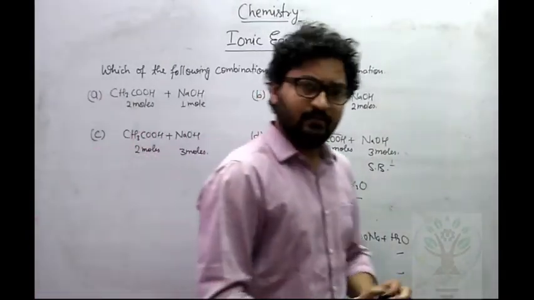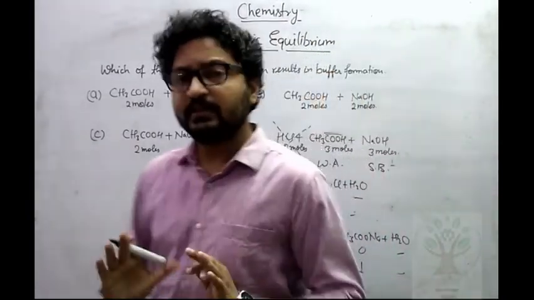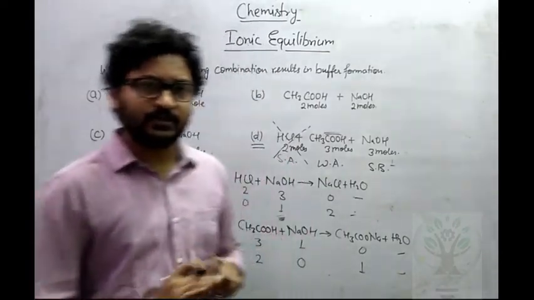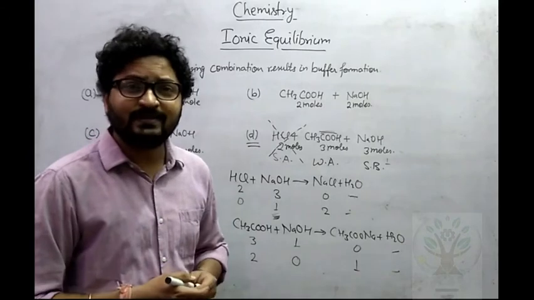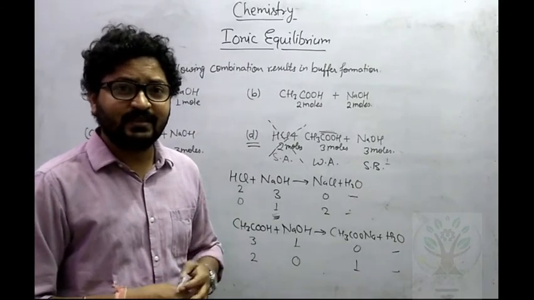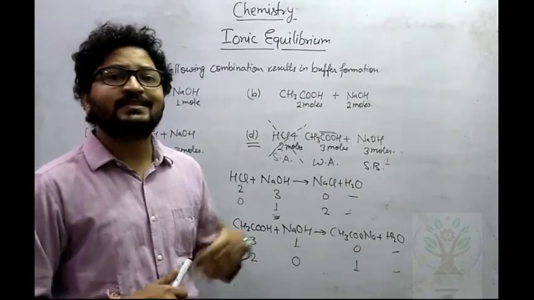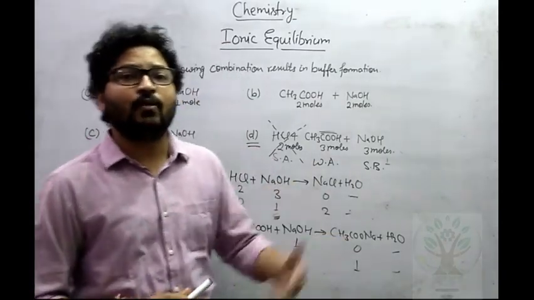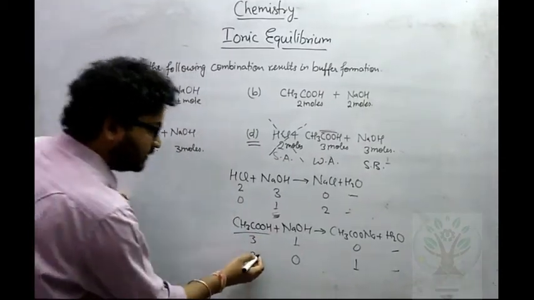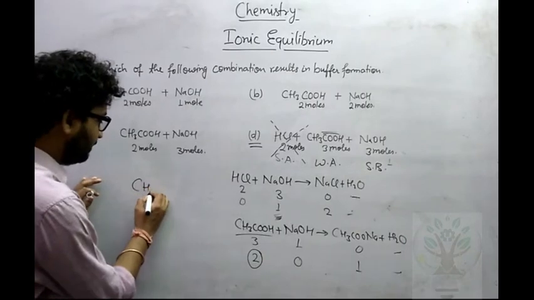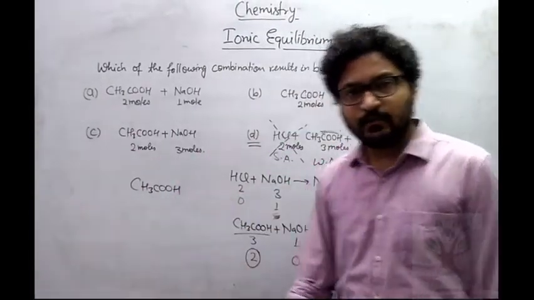Now, in the end, when everything is done, what is left in your system? I'm giving you options. Just think and answer. Do you have HCl left? No. Do you have NaOH left? No. Do you have CH3COOH left? Yes. See, you have got CH3COOH left. How much? 2 moles. So you have CH3COOH in your system.